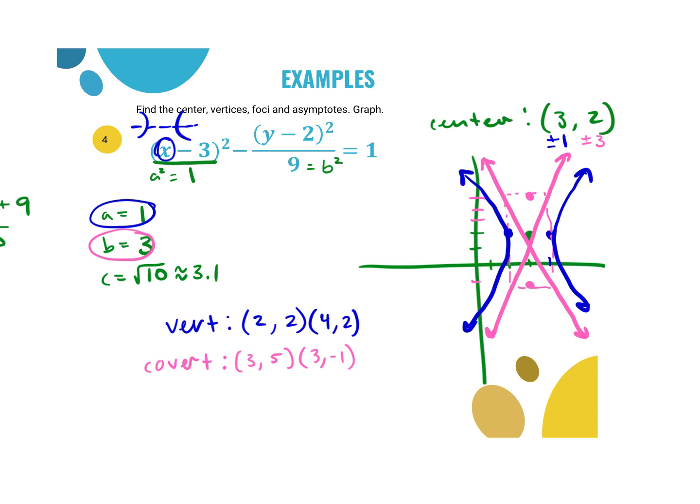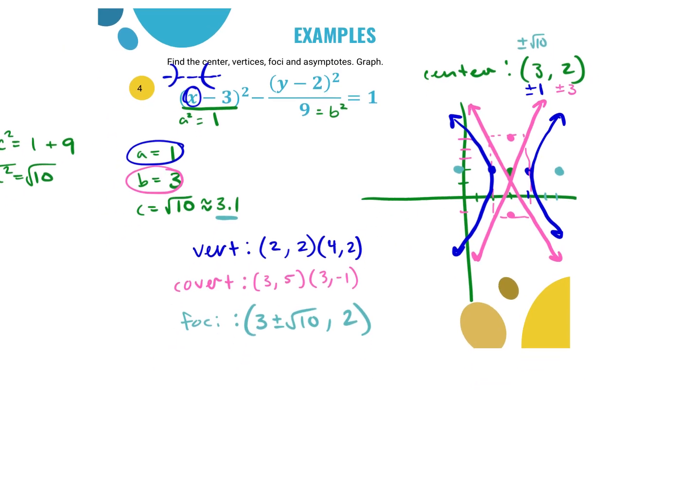Next, let's put our foci. So we go from the center a little bit more than 3. So from the center, I'm going to go to the left and right a little bit more than 3. So 1, 2, 3, be about there. And then from the center a little bit more than 3. 1, 2, 3. So there would be our foci. So because I went to the left and right, I'm going to add and subtract square root 10 from the x. So we have 3 plus or minus square root 10, comma 2.